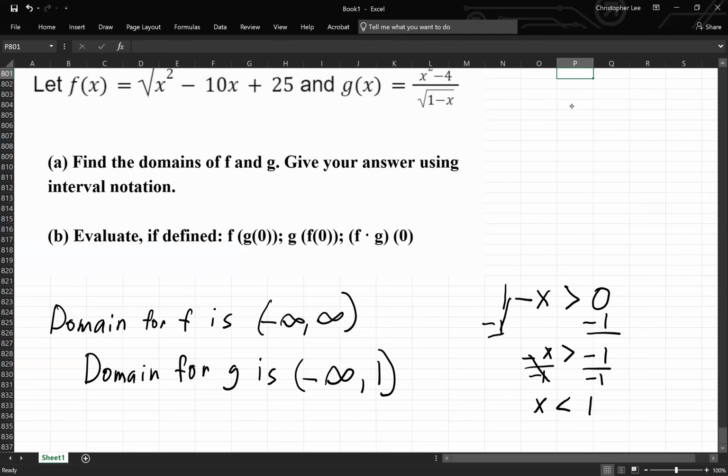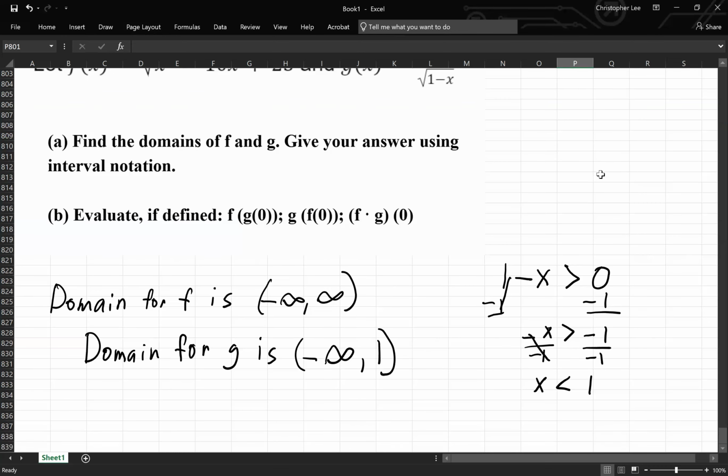Okay, into one of those. So they want to know what is f of g of 0 and what is g of f of 0 and what is f of g of 0. Okay, they asked the same question twice right there. No, no, no. I'm sorry, I misspoke. That is f times g of 0. Okay, I misread that. All right. Let's do the first one.